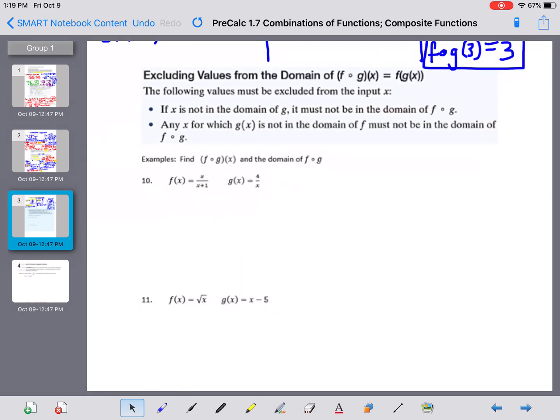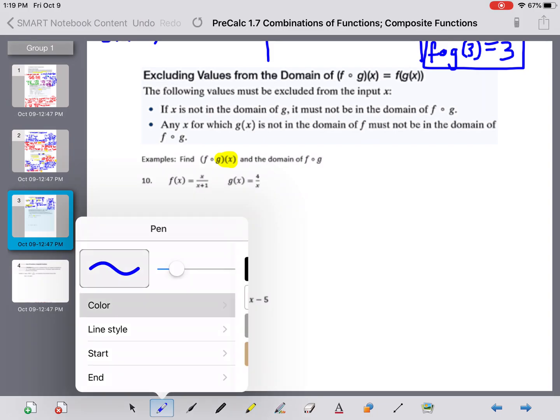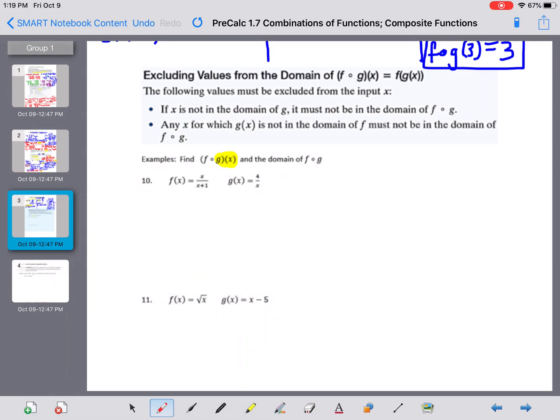Okay. So excluding values from the domain of f of g of x, and again, everything is coming from the inside and we work our way out, okay? So if you start with f of g, whatever g is, the closest one, is going to be the restrictive domain, okay? So before we do f of g, let's just talk about domains in general here. On number 10 for function f, x plus 1 cannot equal 0, which means x cannot equal negative 1. Okay, so on g, x cannot equal 0. Okay, so those are my restrictions.